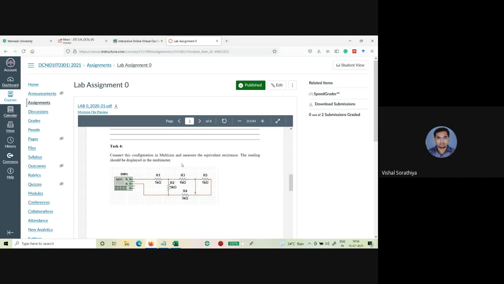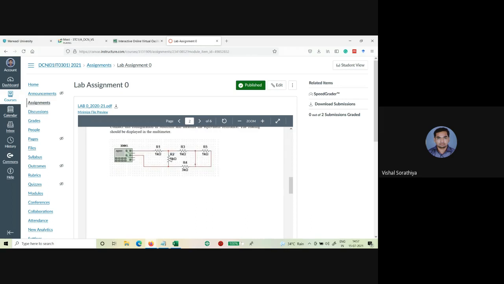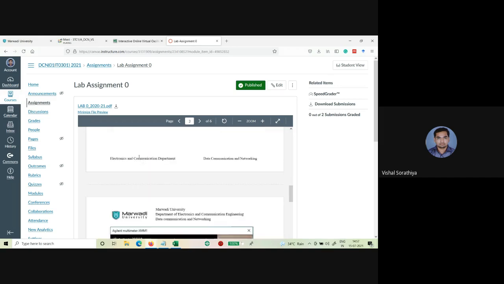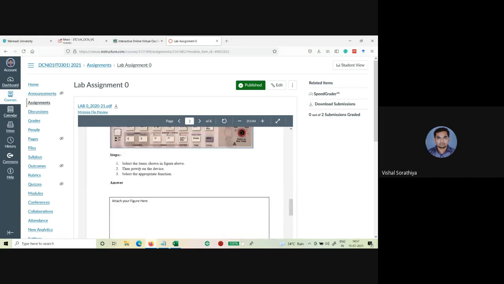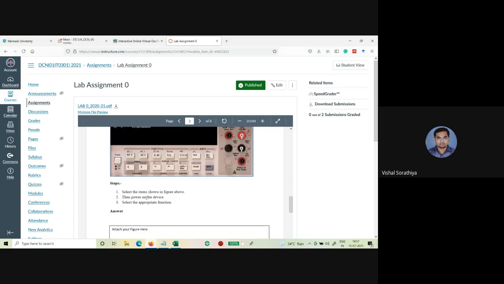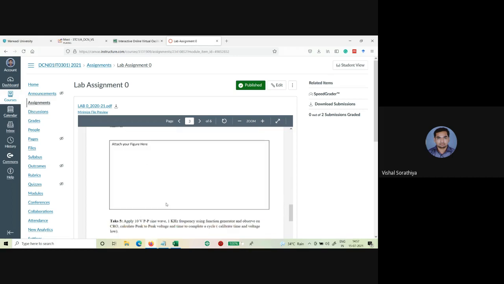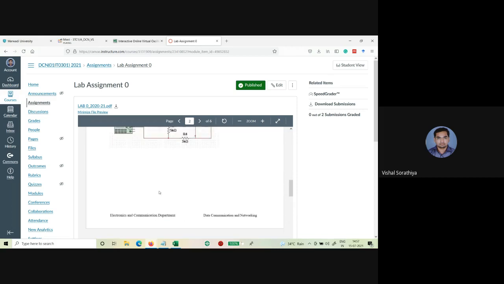Over here you already have the online Multisim tool, all of you have used it. In that Multisim, you need to create such a resistive network and find out the equivalent resistance with respect to these two terminals. First you need to create the circuit, identify the resistance, and write the answer of how much it is. Likewise, there are some screens going to be given and respective questions. Select the items shown in the figure, then power on the device, select the appropriate function, and note the output that you have.